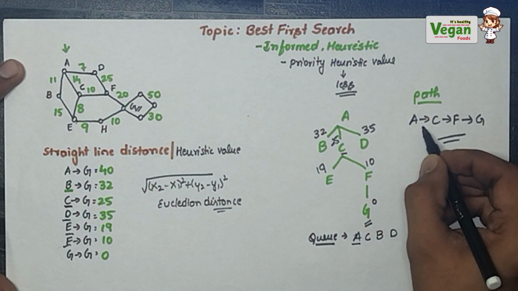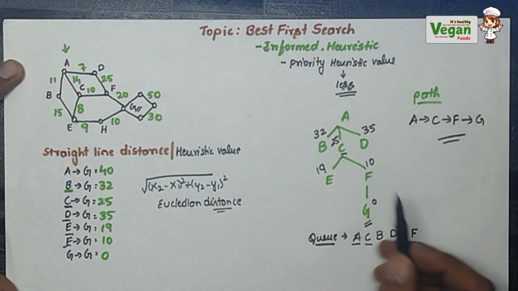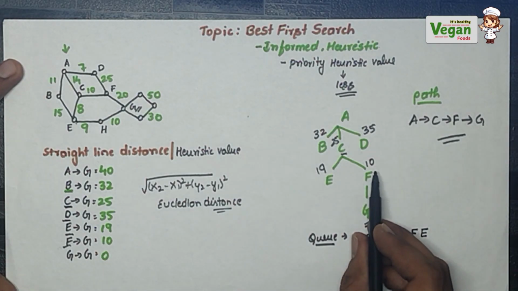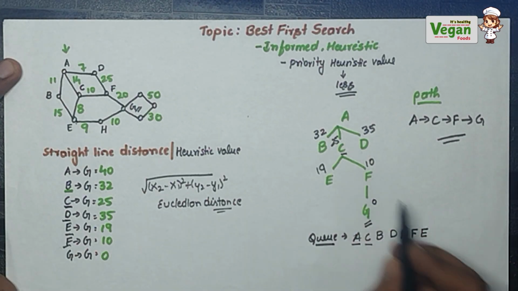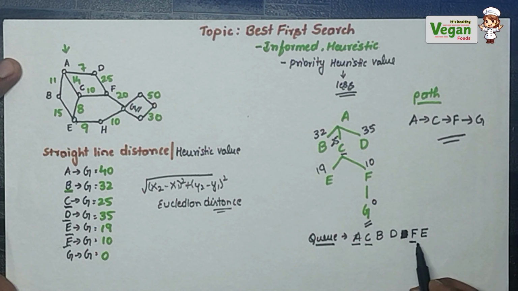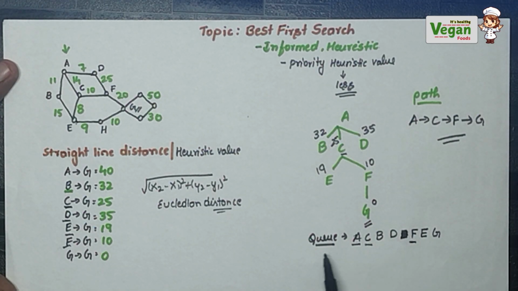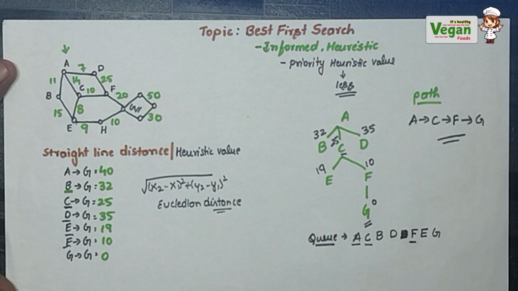So you selected A, next you selected C. From C you can go to E and F. In E and F, F has more priority, so you must write F first and then E, because F has the least heuristic value. Now you selected F. From F you can go only to G, only one possibility. If you want to represent it using the queue, you represent it like this. So the small graph and its path are represented.